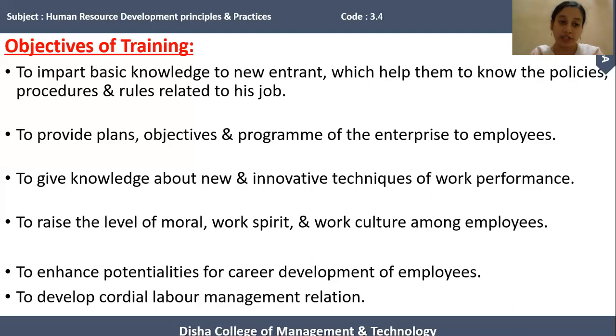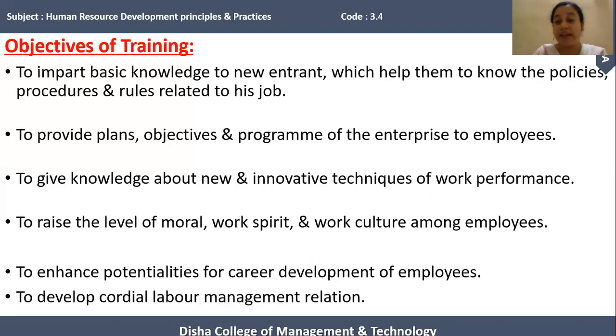So its main intention is to give knowledge about new and innovative techniques of work performance. Whatever new and innovative techniques are identified by the top management of the organization can be imparted to the human resources through training, because this innovation or latest technique helps the organization to achieve its objective in the most economic, effective and efficient way, and the employees have to work on these innovative and new techniques. But these techniques may not provide comfortability to the human resources.